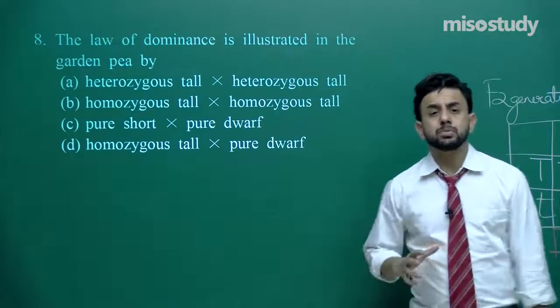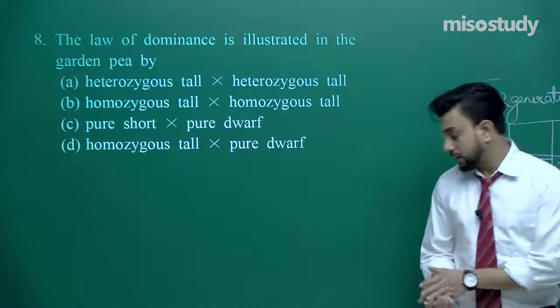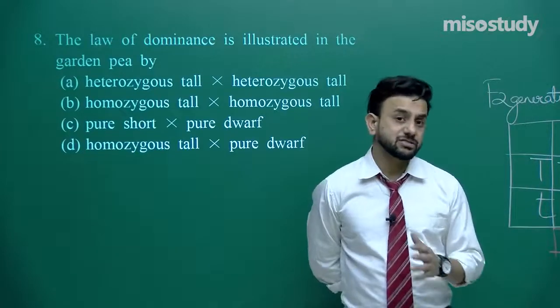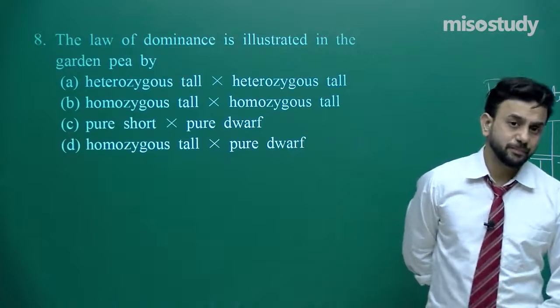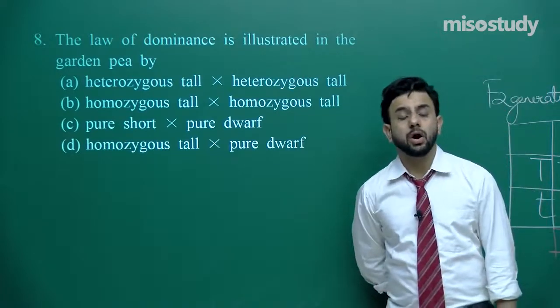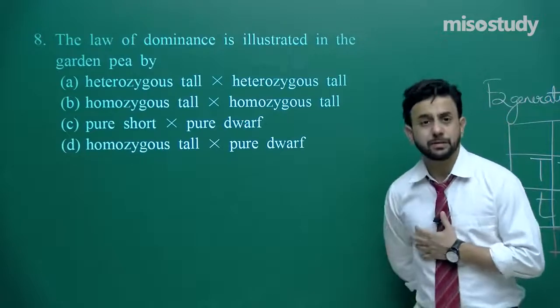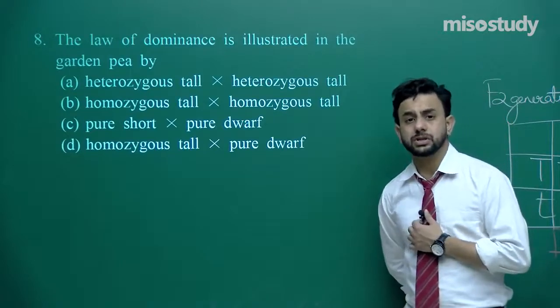According to Mendel, the first law of Mendelian inheritance was called the law of dominance. And then we had the law of segregation, and totally there were three laws given. The law of segregation.